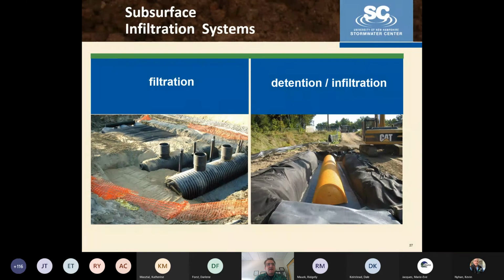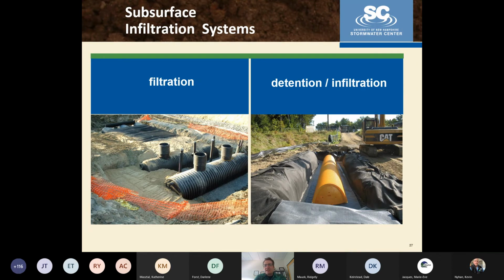So for the most part, stone in our area is still relatively cheap, and we can get the storage capacity that we need in the void space of the stone without too much trouble. As you get into urban areas and as you get more constraints as far as space, these things become very profitable. But the function is very, very similar.